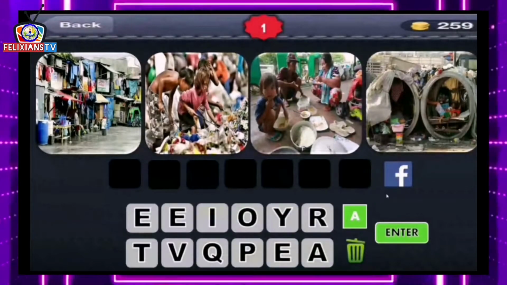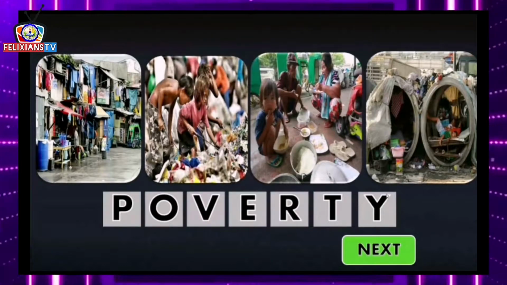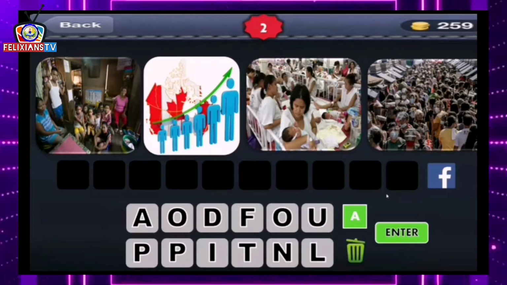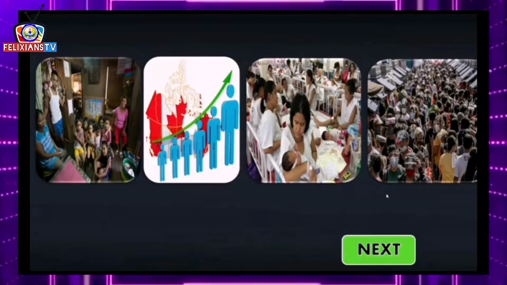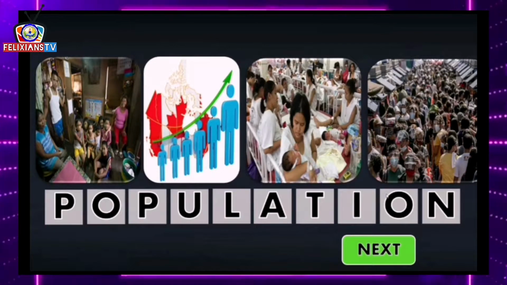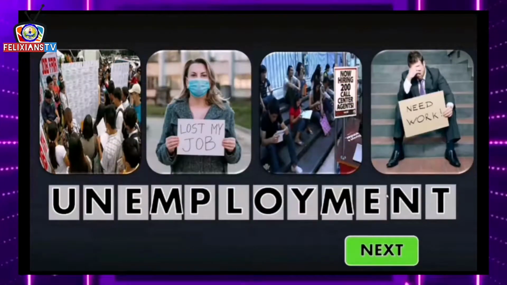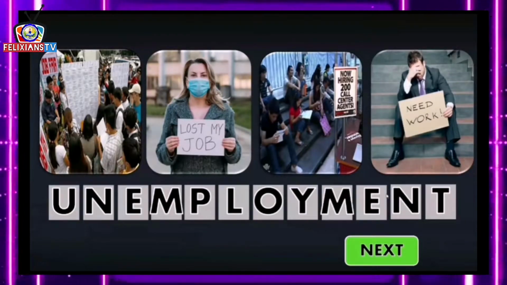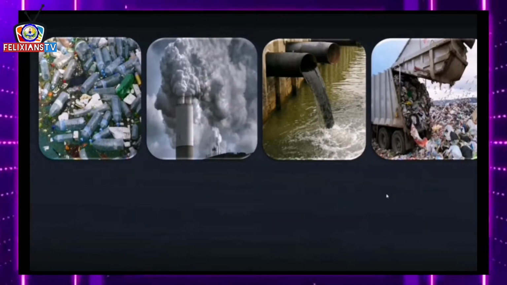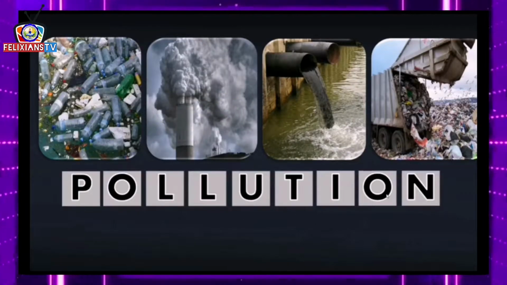Number 1. The correct answer is poverty. Very good. Moving on to number 2. The correct answer is population. Good work. Number 3. The correct answer is unemployment. Wonderful. And for the last number, the correct answer is pollution. You are doing a great job.